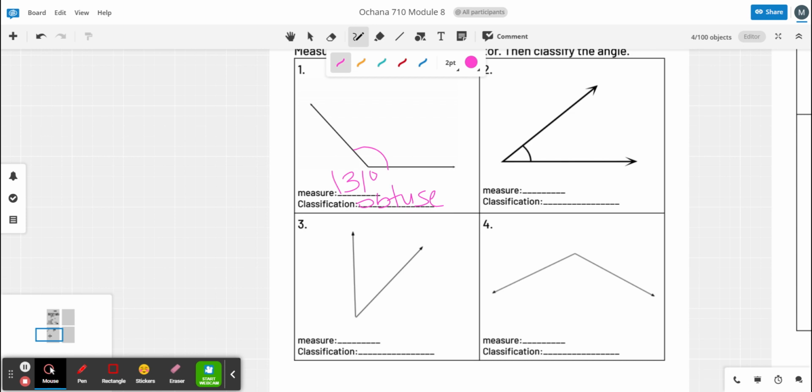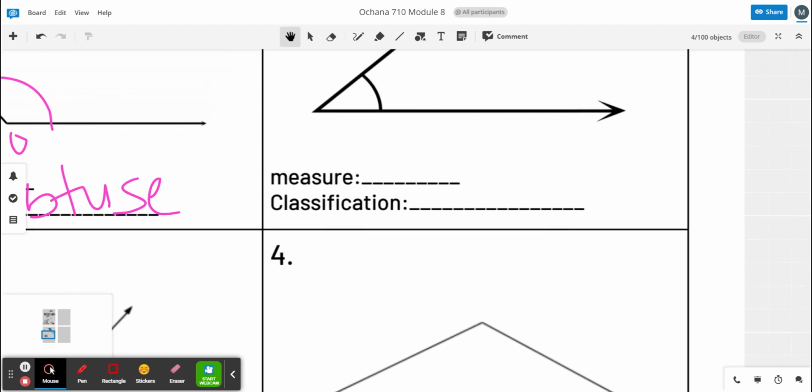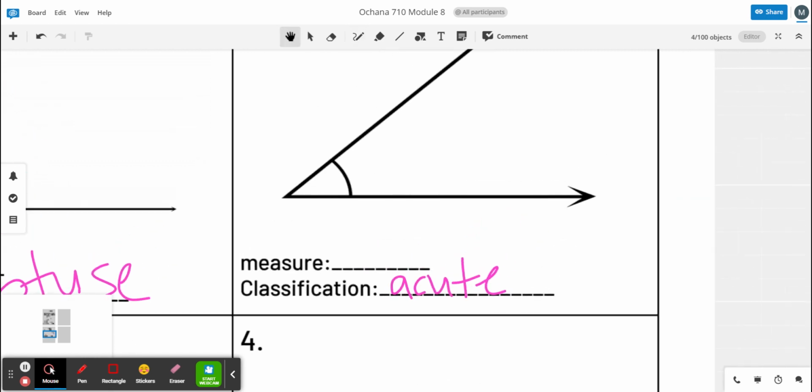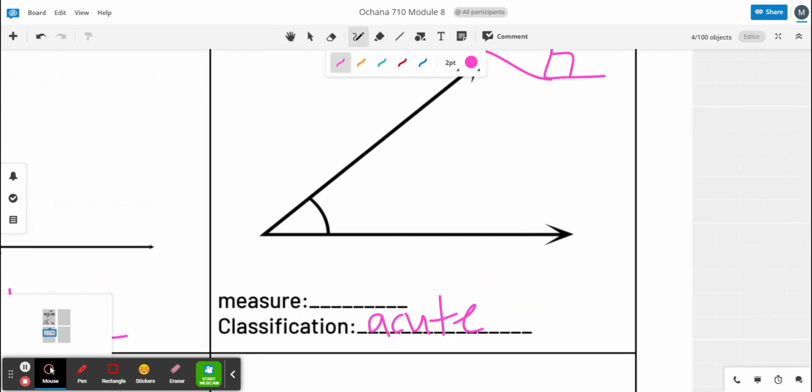Next, we have an angle that's less than 90 degrees, right? We know this based on the fact that it has to look like this. Okay, so we know if it's not standing straight up or going this way, as in opening bigger, we know that it's an acute angle. And I'm actually going to zoom in here. Okay, so this is an acute angle. And when you measure it, it measures to 40 degrees.